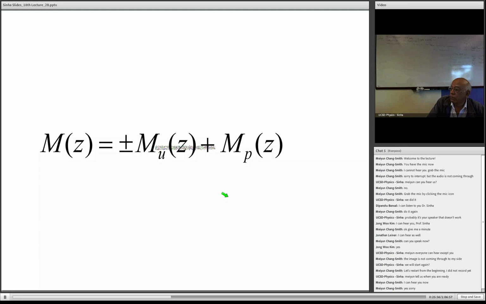Now, to measure the pinned components and the unpinned components separately, what you can show is that when you reverse the field, the unpinned components reverse. So you get a plus and a minus here, but the pinned component stays the same. So if you measure the magnetization with the saturating field in one direction and then the other, you can actually separate the unpinned and the pinned components. And that's shown in the previous slide.